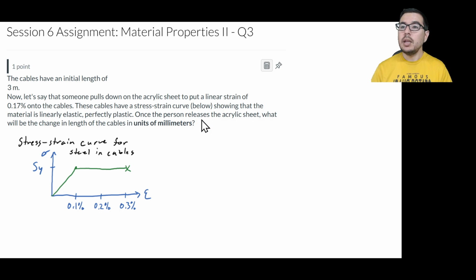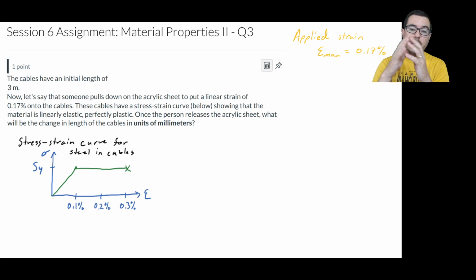0.17%. Okay, so let's just write that down, that the applied strain at this point, or the maximum applied strain that we have, is going to be 0.17%. And where does that go? That goes here between 0.1% and 0.2% on our stress strain curve for the material in this cable.